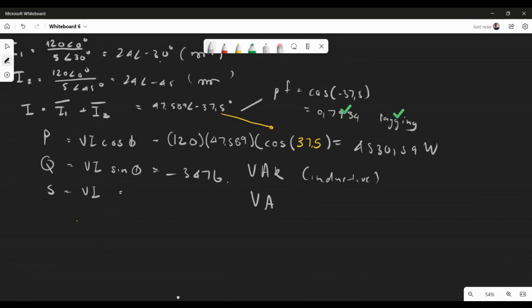Very important. And then your apparent power will be, what is my apparent power? It will just be your volts times your amps, and that gives 5,710.68 volt-amps.